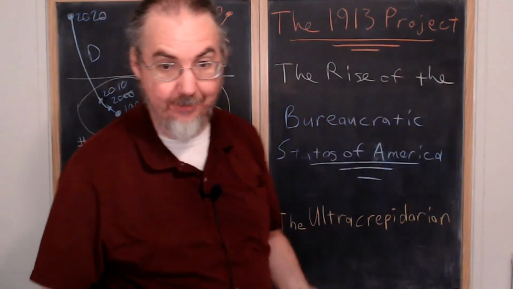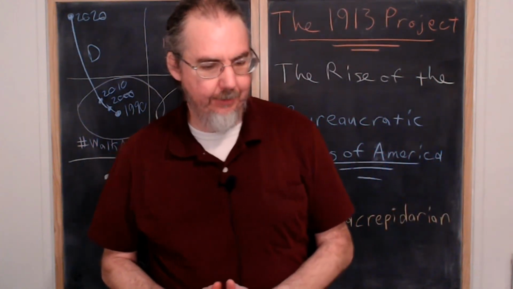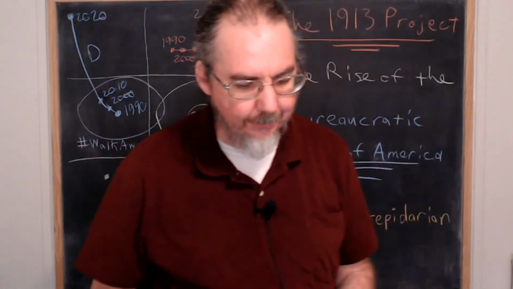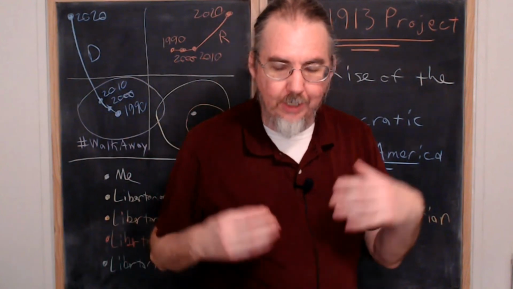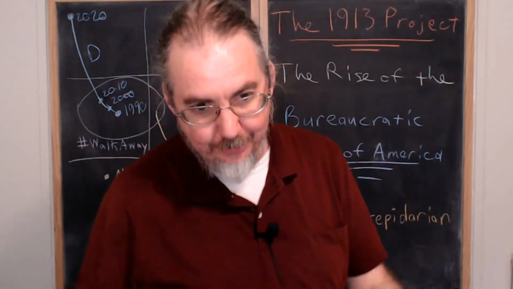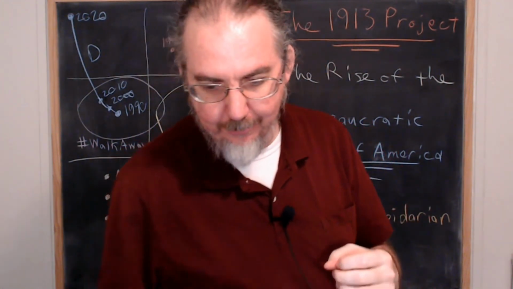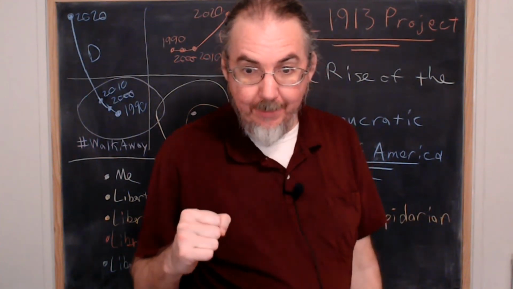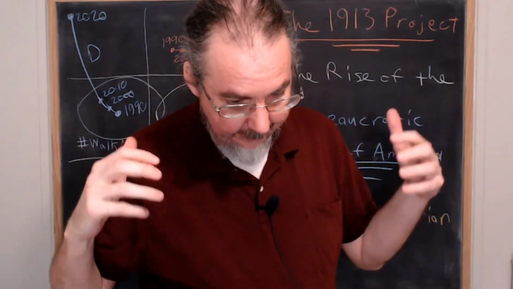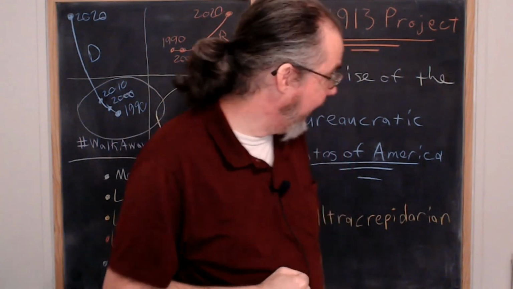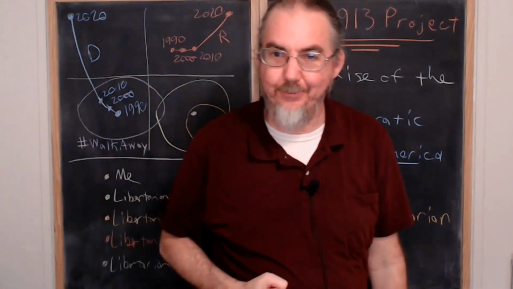In this next installment of the 1913 Project, I talk about FDR, who really stands with George Washington and Abraham Lincoln as one of the three presidents who had the most significant role in shaping the country that we know. Washington led and guided us through the Revolutionary War, and Abraham Lincoln led and guided us through the Civil War, two of the biggest transitions in our nation's history. And then finally, FDR implemented Wilson's dream and led and guided us through the Great Depression, leading to the rise of the Bureaucratic States of America as we know them today.